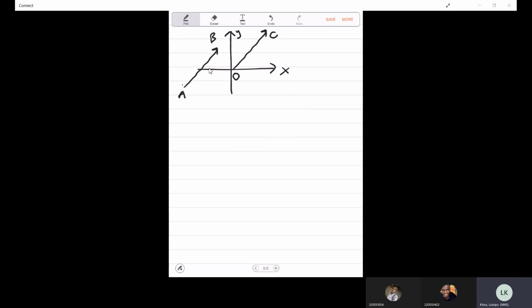If I were to measure the angle with the x-axis, it would be exactly the same, except this one starts at a point A, ends at a point B. Now this one starts at the origin and ends at the point C. So this one we would say is a displacement vector. This is a position vector.